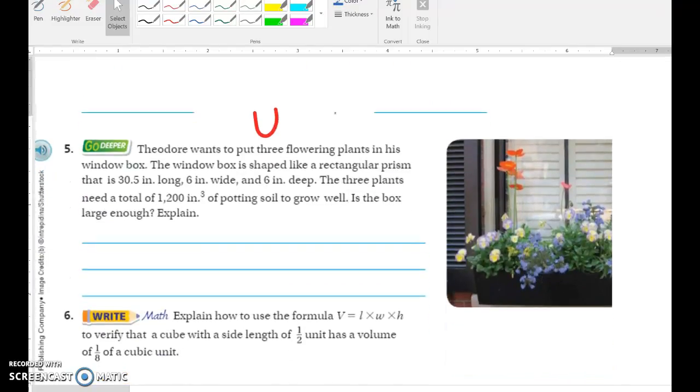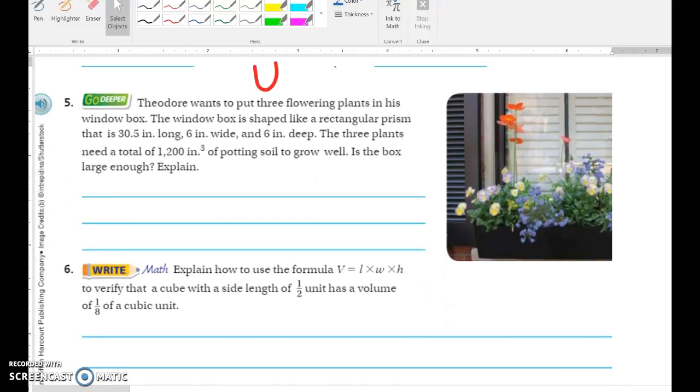Okay. Going deeper. So Theodore wants to put 3 flowering plants in his window box. The window box is shaped like a rectangular prism that is 30.5 inches long, 6 inches wide, and 6 inches deep. Okay, now 6 times 6 is 36. 30 times 36 is already going to be over 900. So these are big numbers. But the question is, these 3 plants need a total of 1,200 cubic inches. Is the box large enough? Could we put 1,200 cubic inches of potting soil in there?